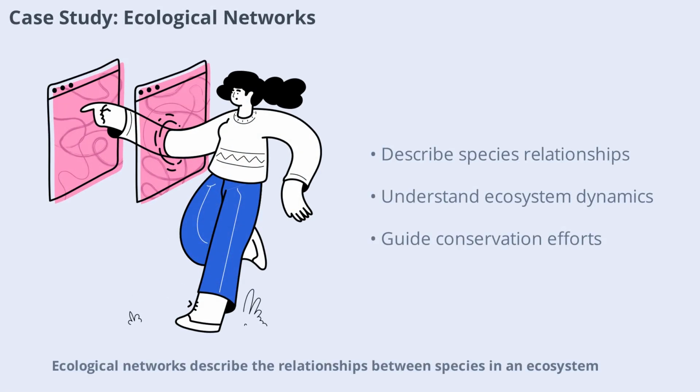Ecological networks describe the relationships between species in an ecosystem, such as food webs or pollination networks. Analytical tools help ecologists understand how species interact and how changes in one part of the network affect the whole system. This knowledge is vital for conservation and ecosystem management, guiding efforts to protect biodiversity.